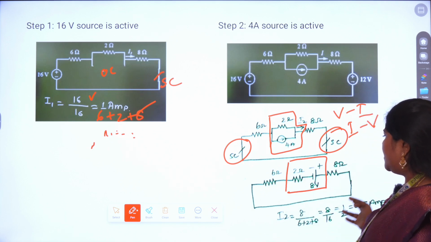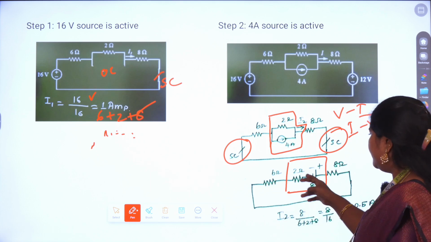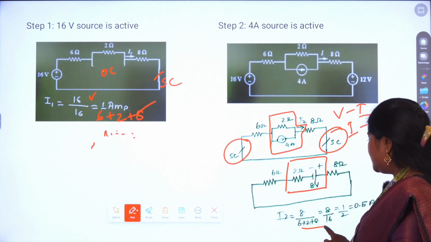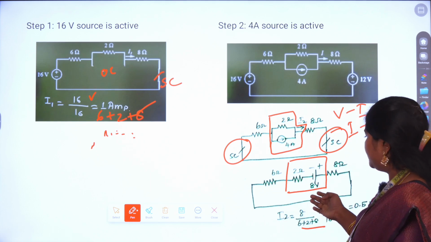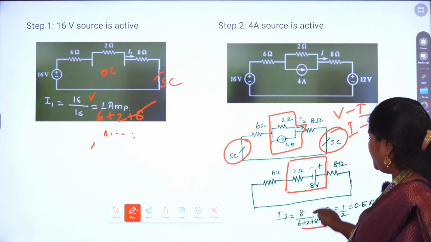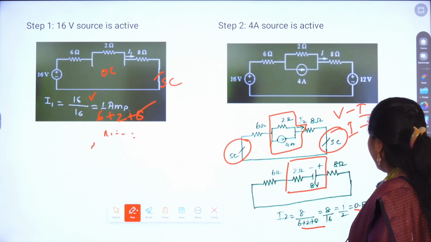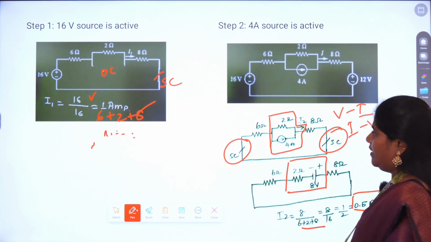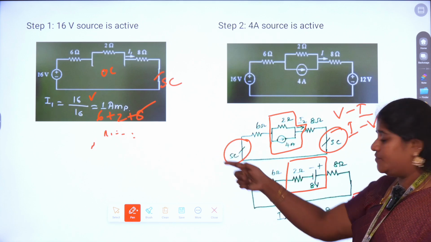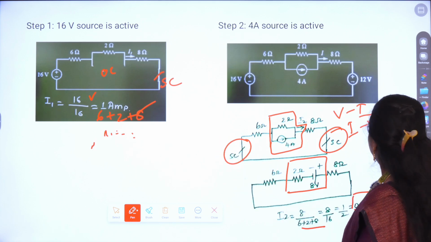So now this becomes a very simple series circuit. All the resistors are connected in series, 6 plus 2 plus 8. Current I is equal to 8 by 16. So the current here is 0.5 amps. So I1 is 1, I2 is 0.5.